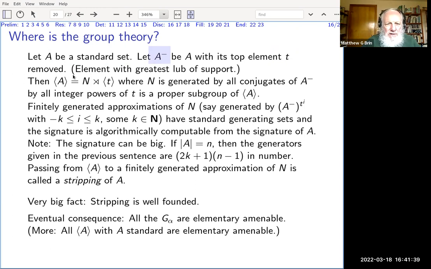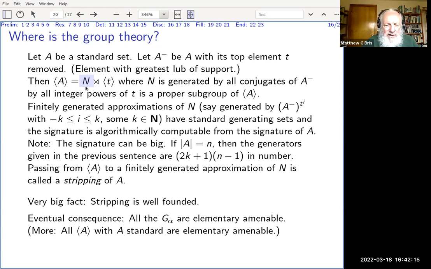And it turns out that if you take all of the lower generators and conjugate them by the top element, then the group that they generate is not the whole group. And in fact, the whole group is a semi-direct product of that normal subgroup given by all of the conjugates of the lower generators conjugated by powers of the top generator, semi-direct product T. And so going from the whole group to what we've always referred to as the big normal subgroup is progress in simplifying.